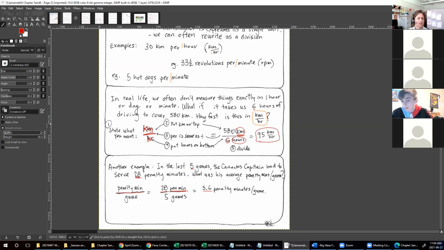And absolutely, I'll help you guys out with question 1 here in a moment. This is actually the same thing as this one. Essentially, state what you want. In question 1, state what you want. What are the units that you want?